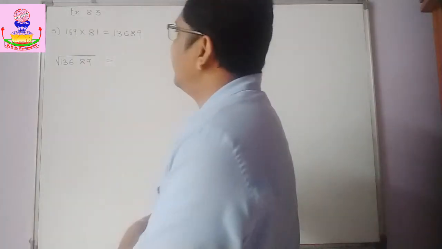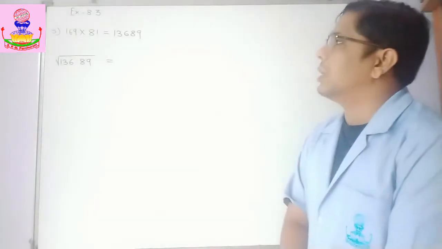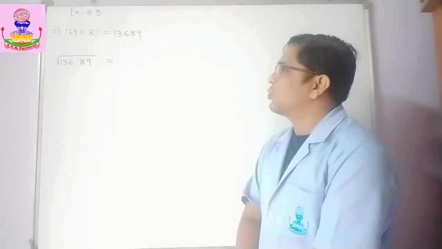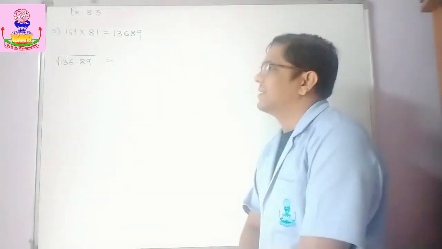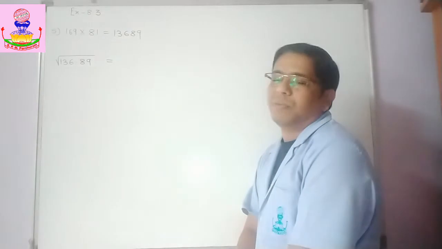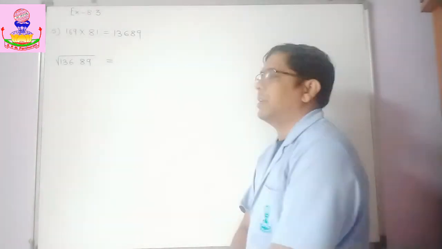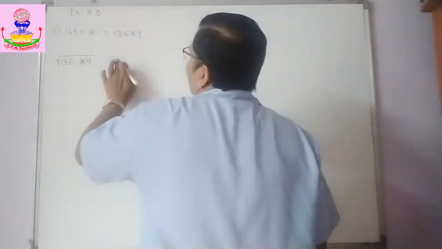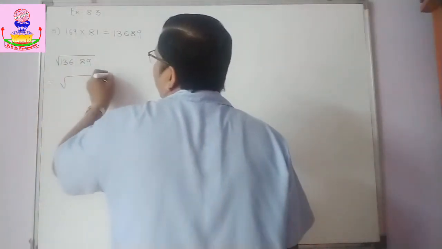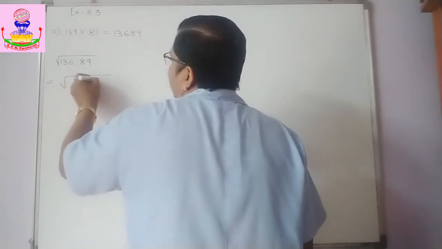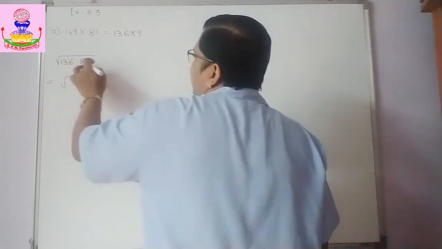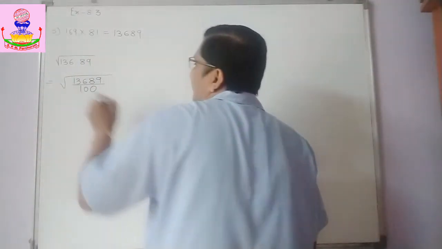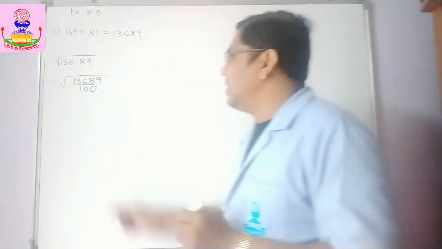Now see the fifth example. 169 into 81 is equal to 13,689, and the square root of 136.89 is equal to how much? That's what we are supposed to find. Now simple thing, my dear friends, what you do? Remove the decimal point. So 13689 upon, after the decimal point there are 2 digits. So in the denominator 2 zeros, that is 100.